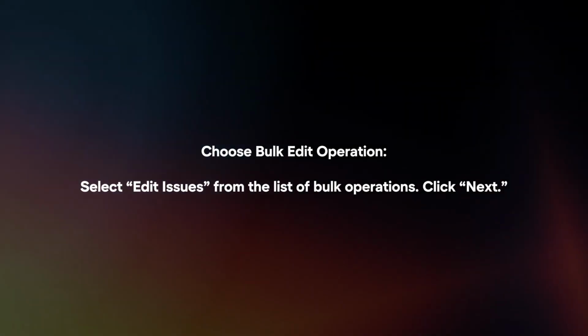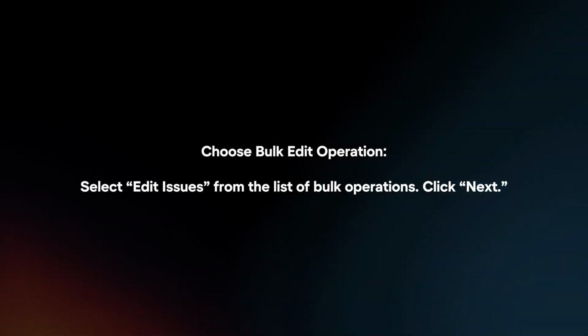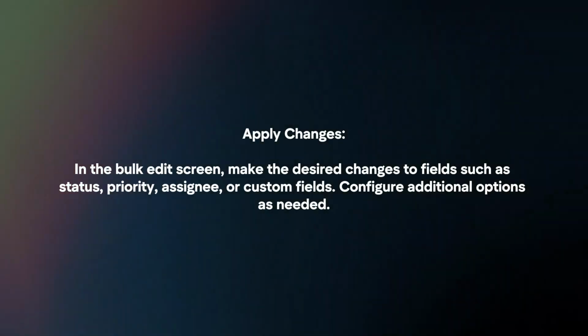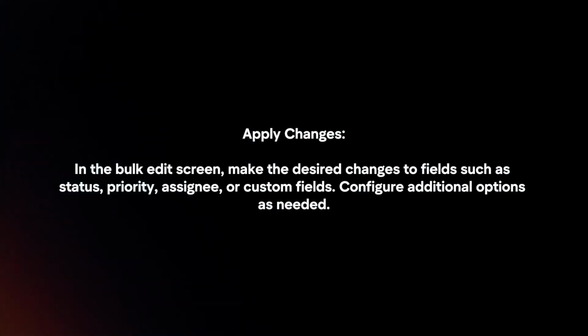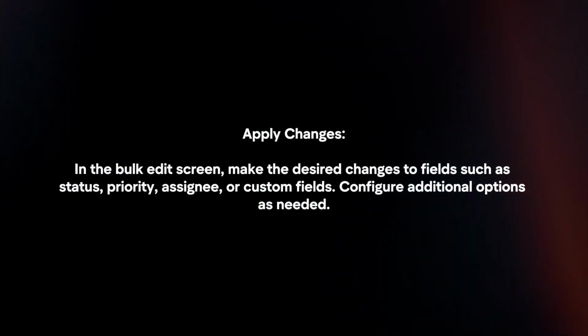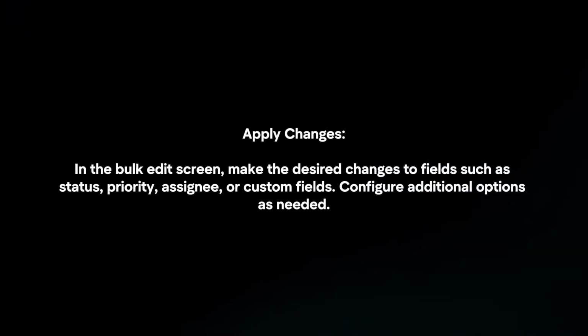Choose Bulk Edit Operation. Select Edit Issues from the list of bulk operations. Click Next. Apply changes. In the Bulk Edit screen, make the desired changes to fields such as status, priority, assignee, or custom fields. Configure additional options as needed.